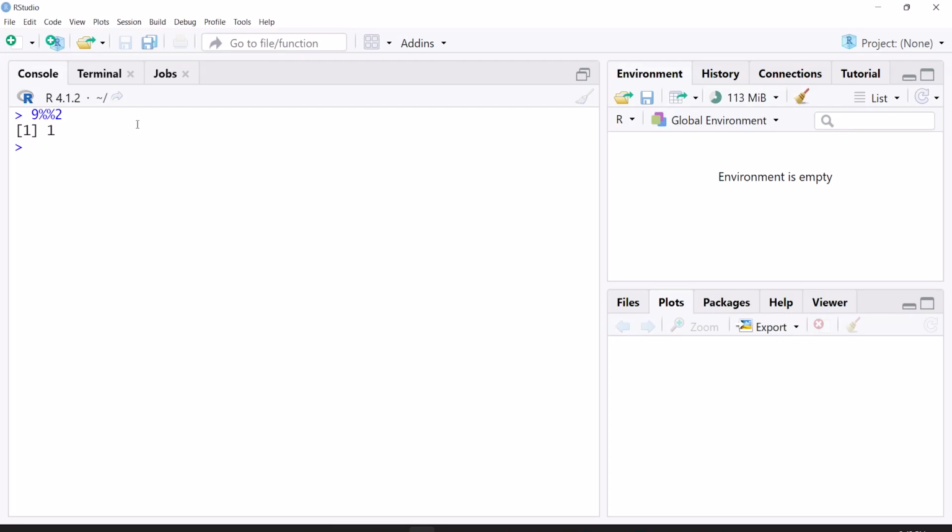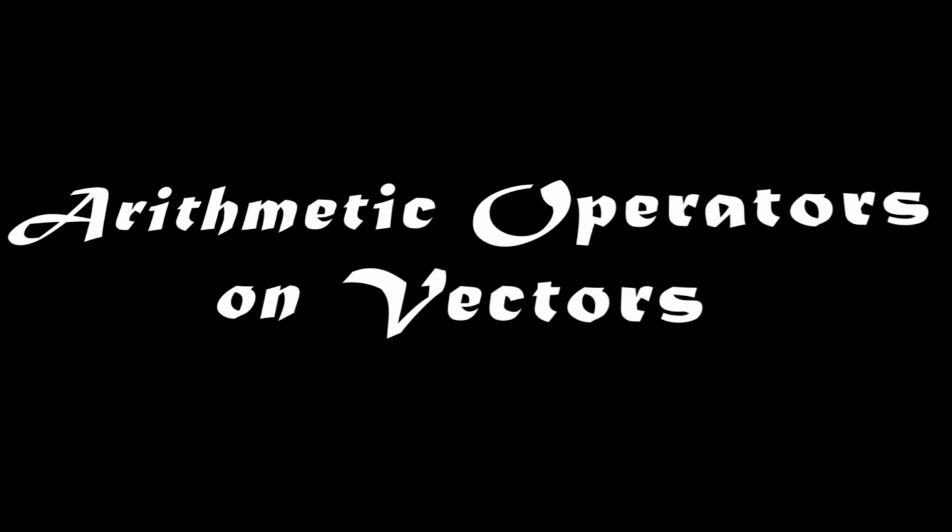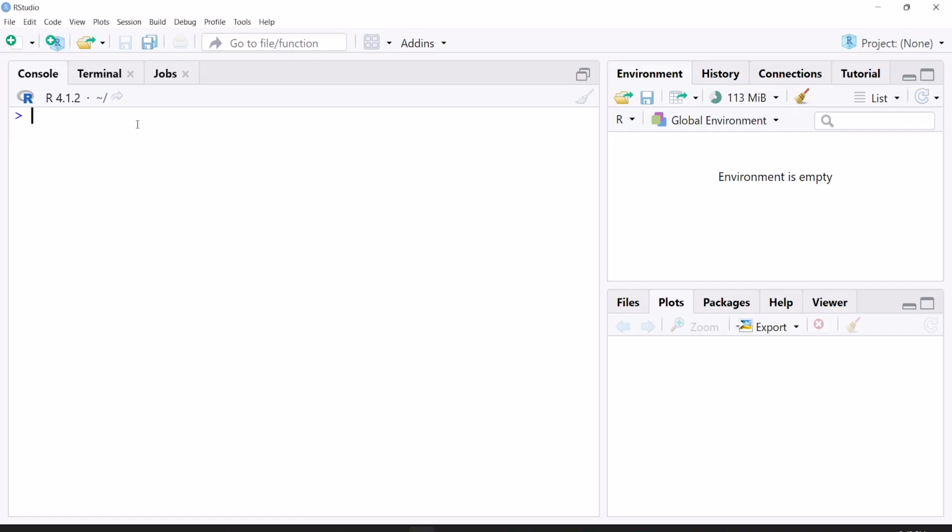Let's see the quotient operator. 9 quotient operator 2, and the answer is 4. Now let's see the power operator as well. 3 power 3, and the answer should be 27. But let's also do it with the double asterisk operator. 3 double asterisk 3, and also the answer is 27. Now let's quickly move towards these operations on vectors.